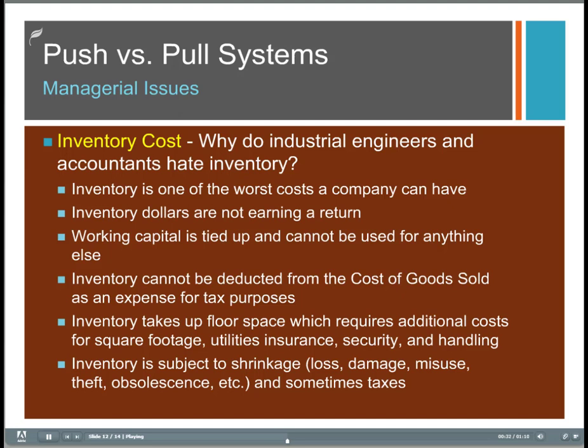It can't be used for anything other than taking up floor space, adding cost for rent, increased utilities for insurance, security cost to guard it, and handling cost. Also, inventory is subject to shrinkage from loss, damage, misuse, theft, obsolescence. So there's nothing good about inventory unless it's helping you save money some other way. But most companies are finding that eliminating inventory or reducing it to an absolute minimum is a strategic initiative.